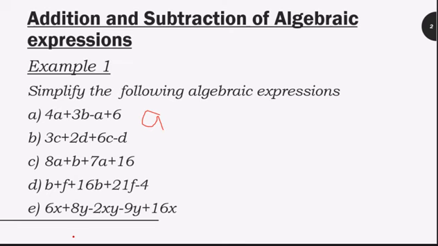So here are some of the examples. Simplify the following algebraic expression. 4a plus 3b minus a plus 6. 3c plus 2d plus 6d plus 6c, minus d. 8a plus b plus 7a plus 16. b plus f plus 16 plus 21f minus 4. 6x plus 8y minus 2xy minus 9y plus 16. Let's go to the solutions and see how each of these questions are done.